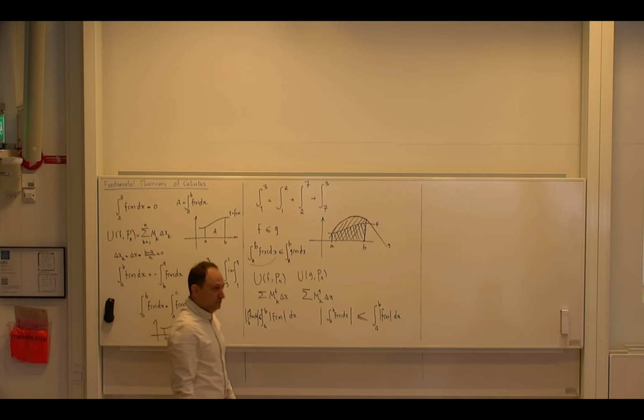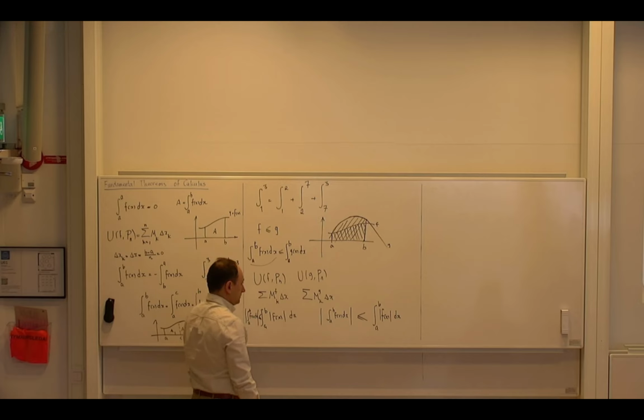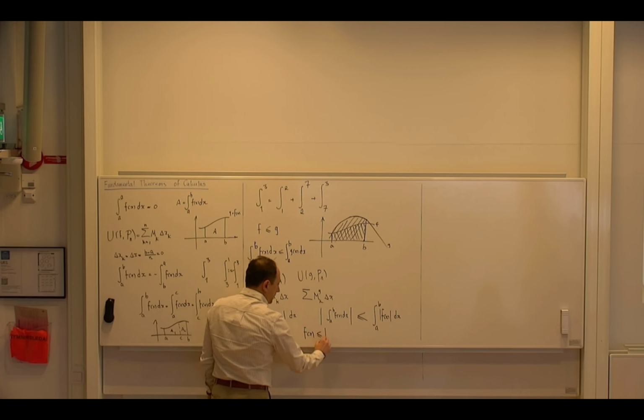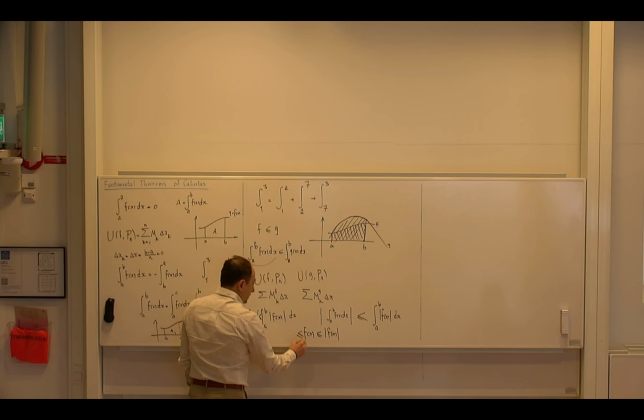Absolute value of f of x is always greater than or equal to f of x, because f of x is either equal to the absolute value of f of x or is negative. Yes. So this means that any function f of x, for every x, cannot go beyond its absolute value, and cannot go below the negative of its absolute value.